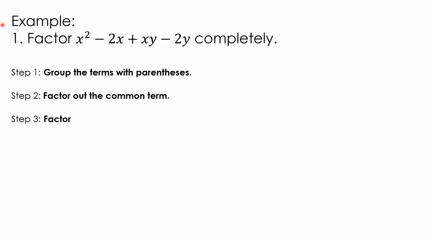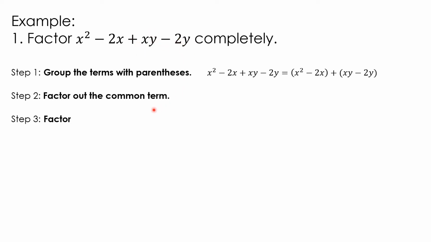Okay, so let's have an example here. Factor x squared minus 2x plus xy minus 2y completely. For step 1, group the terms with parentheses. The easiest way is to group the first term and the second term since they have a common variable x, and also group the third and the fourth term, which have a common variable y.